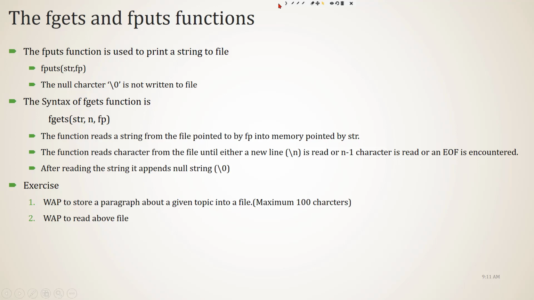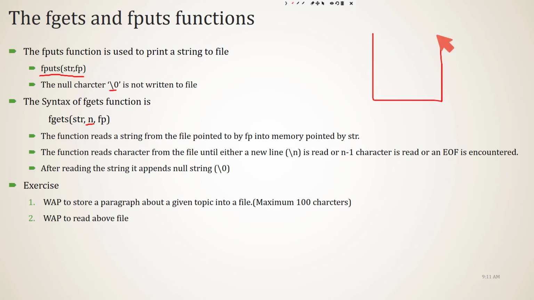The fputs function is used to print a string to the file. The format is fputs(str, fp). The null character \0 is not written to the file. The syntax of the fgets function is fgets(str, n, fp). So here one additional parameter n is there. The function reads a string from the file pointed to by fp into memory pointed to by str.